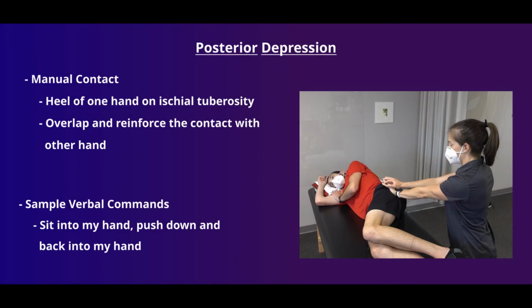The clinician is positioned behind the patient. The manual contact includes the heel of one hand placed on the ischial tuberosity. The clinician's second hand is then placed overlapping the first. Effective verbal commands for this pattern include sit into my hand or push down and back into my hand. As mentioned previously, it's important that the clinician is positioned and aligned with the direction of the motion that is desired.